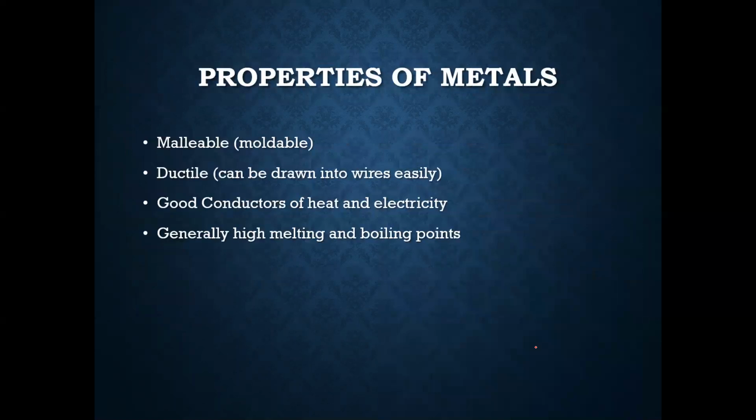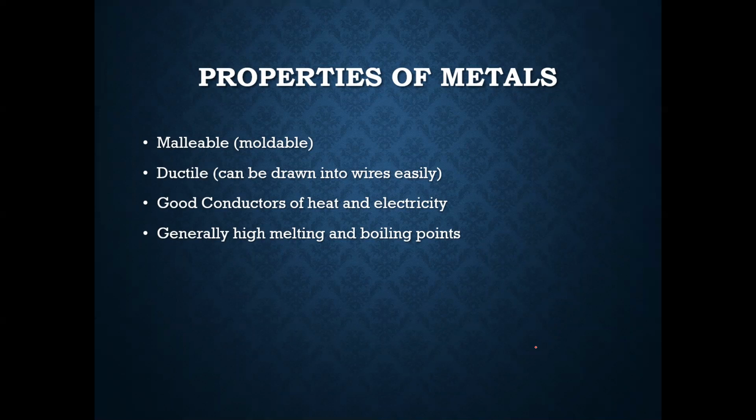Mainly, the properties we're going to talk about is that they are malleable. If I want to hit them with a hammer, they will get thinner. They will not break in half. They're ductile. I can pull them to a certain point without them shattering, so we can use them for wires. They're good conductors of heat and electricity, and they generally have a high melting and boiling point. This is all due to that sea of electrons.